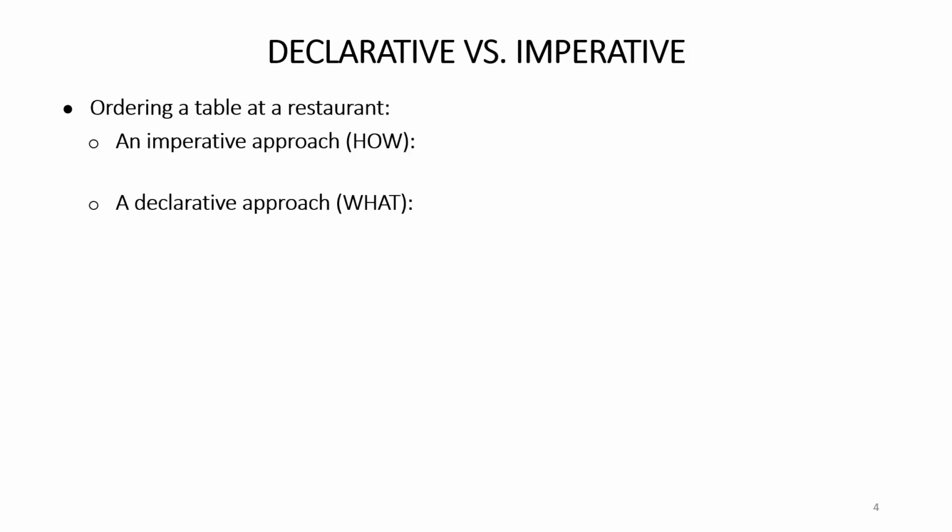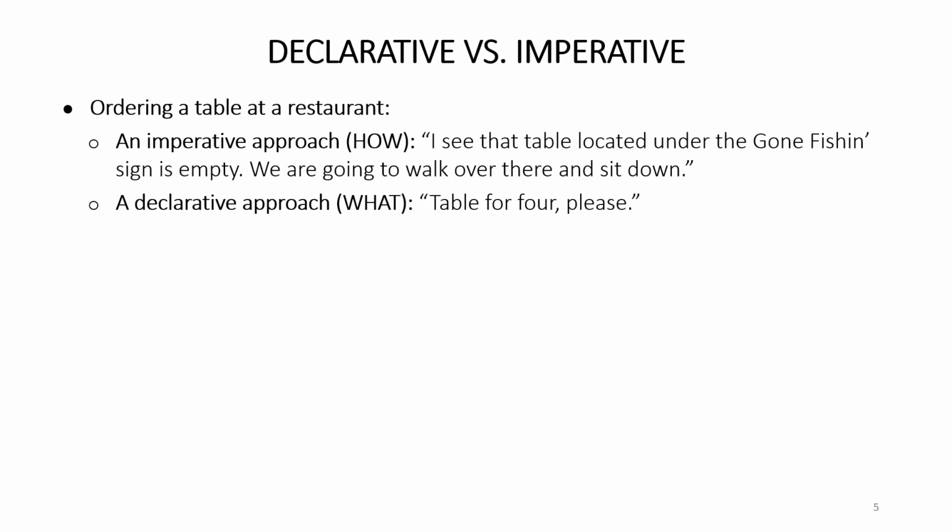Okay, so let's look at an everyday example, ordering a table at a restaurant. If we want to do it in an imperative way, then we basically have to say how we want to do it. So we could say, well, I see a table located under some sign, the gone fishing sign, that it's empty, and we're going to walk over there and sit down, right? This is step-by-step how you might do it. The declarative approach is you go to someone and say a table for 4, please. Then it's just what is the outcome that you want.